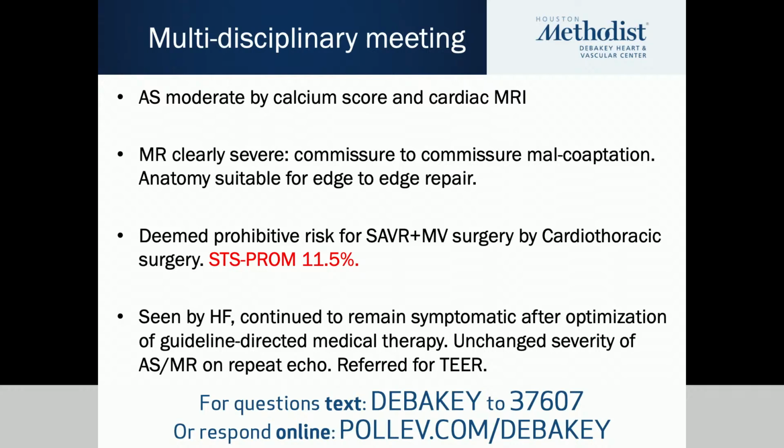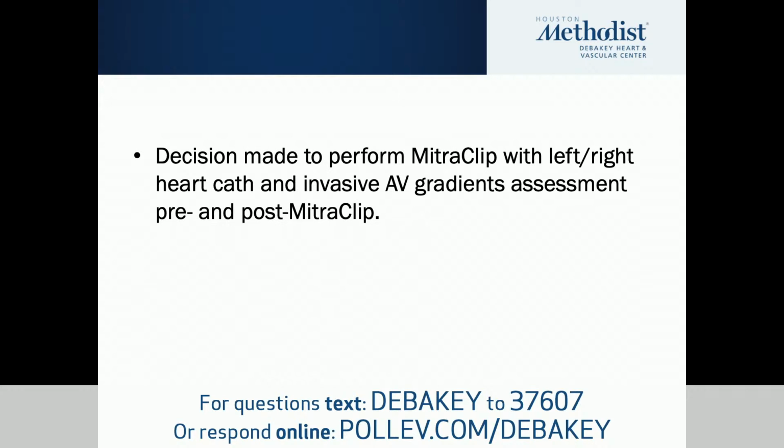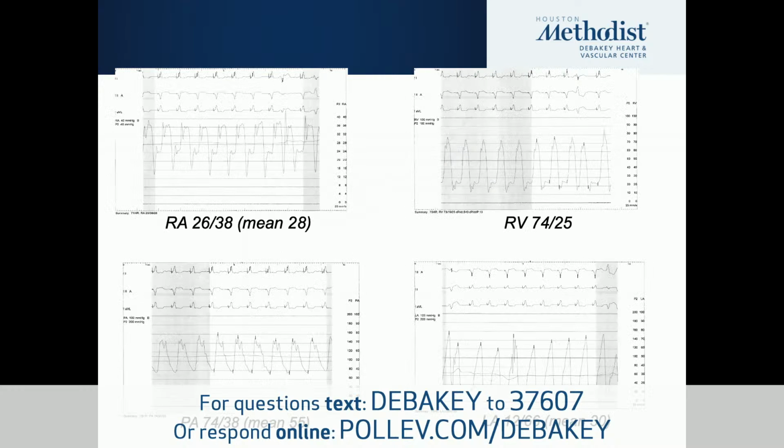He was deemed prohibitive risk for a double valve surgery with a predicted STS risk of mortality of 11.5%. He was seen by heart failure, referred to the heart failure clinic. He continued to remain symptomatic after optimization of guideline-directed medical therapy for a period of several weeks, and the severity of his valvular lesions remained unchanged on repeat echocardiography. So therefore, he was referred to us for edge-to-edge repair, and we decided to perform the procedure with hemodynamics and invasive aortic valve gradient assessments before and after the MitraClip.